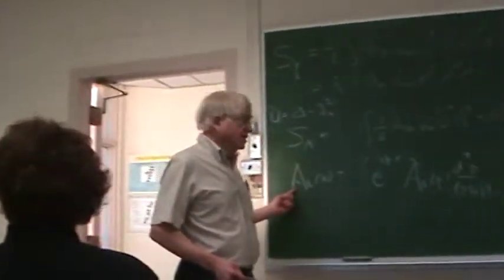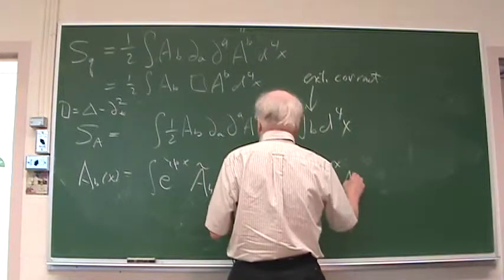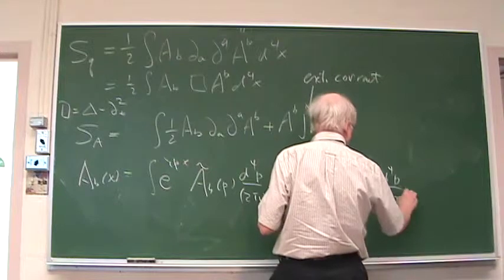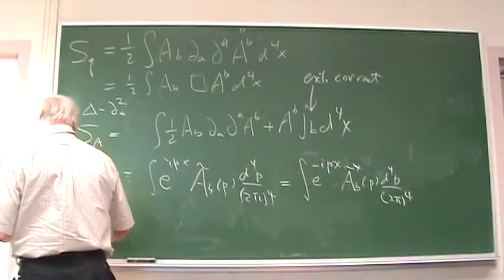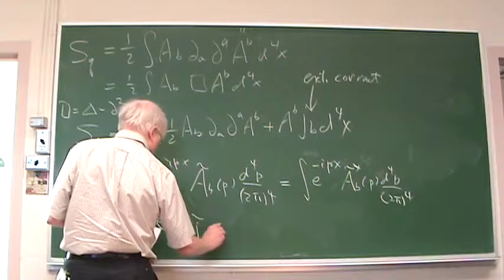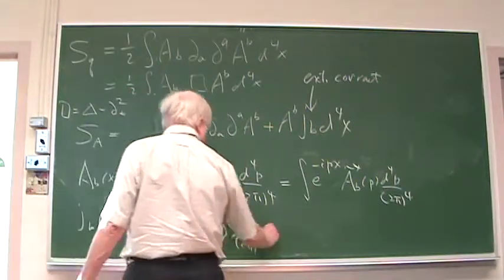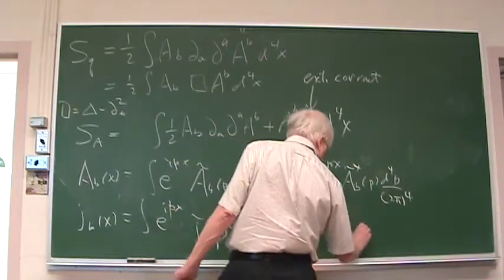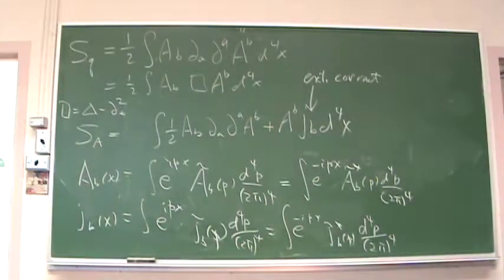This field is real, so we can complex conjugate it and get the same answer. So this is e to the minus i p x, A tilde complex conjugate, B of p, d4 p over 2 pi to the 4. Of course, A is real, but its Fourier transform is complex. Similarly, J_B of x is an integral e to the i p x, J tilde B of p, d4 p over 2 pi to the 4. And once again, this is the same thing as e to the minus i p x, J tilde star B of p, d4 p over 2 pi to the 4. Actually, I'm moving much faster than I thought.